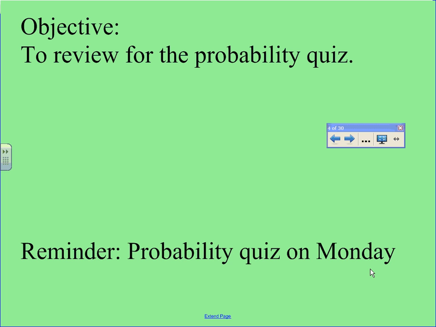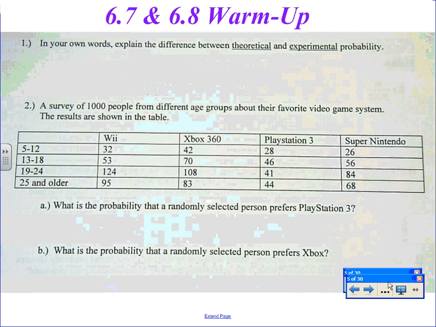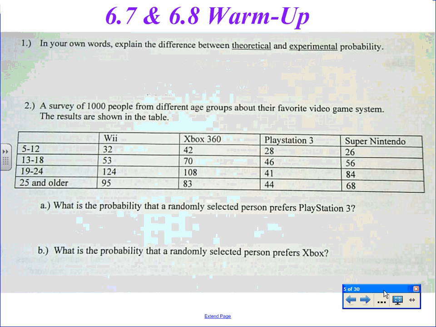Okay, so number one, I'm not going to write up there. I just need someone to explain in your own words what is the difference between theoretical and experimental probability. Peyton. Good. Good job. So theoretical is what it should be. In theory, what should happen. Experimental is what happens after you perform an experiment.